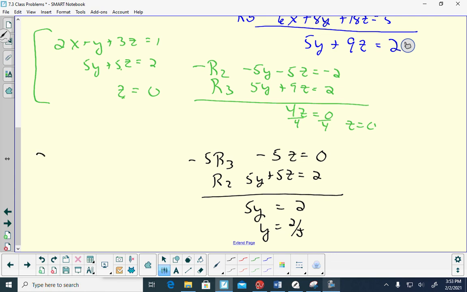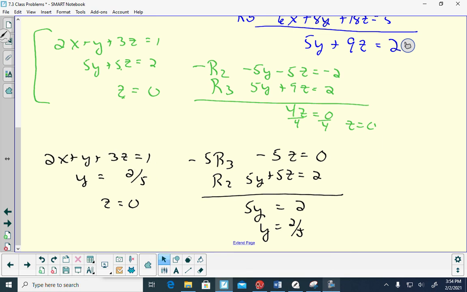So I have 2x plus y plus 3z is equal to 1. I have y is equal to 2/5, and I have z is equal to, no, is equal to 0. Yeah, I did that right. All right, so I'm going to leave it like that.